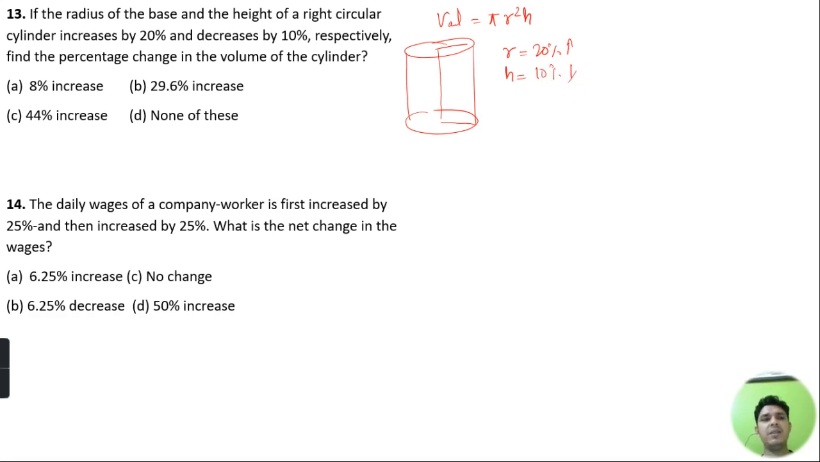Then we have to find the percentage change in the volume. So student, as there is r square, use successive percentage change for r 2 times. So this will be 20 plus 400 divided by 10, and what should be the overall percentage change here? The overall percentage change here will be 44%, right? Thereafter use this 44% with a 10% increase.